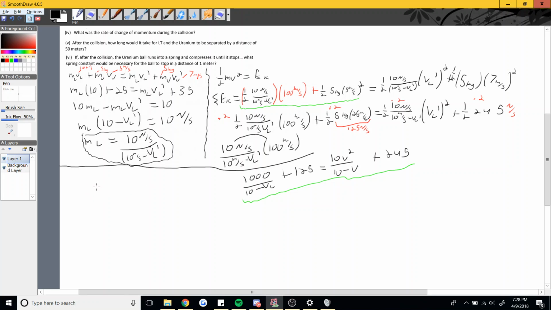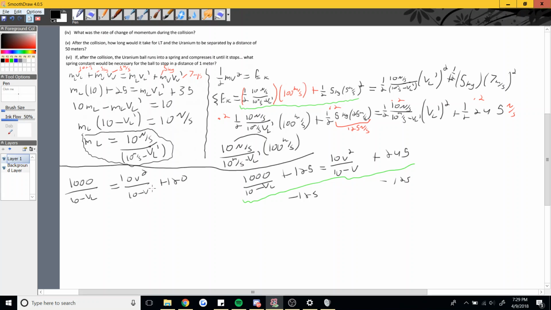And we're going to take this equation and go ahead and start using it. So let's simplify it even further. We are going to subtract 125 on both sides. Nope, I'm sorry. We just subtracted 125 on both sides, which equals 10v squared over 10 minus v plus 120.